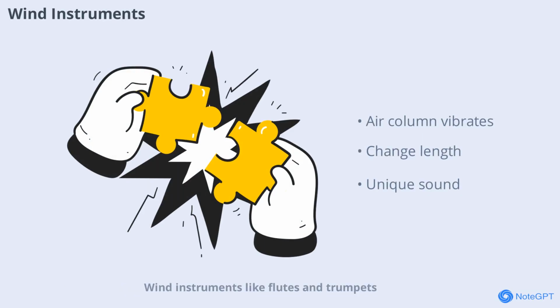Wind instruments like flutes and trumpets produce sound by vibrating columns of air. The pitch is changed by opening or closing holes or valves, which changes the length of the air column. The shape and material of the instrument also affect the quality of the sound. Wind instruments are a key part of many musical traditions.